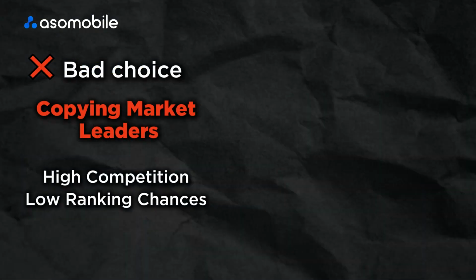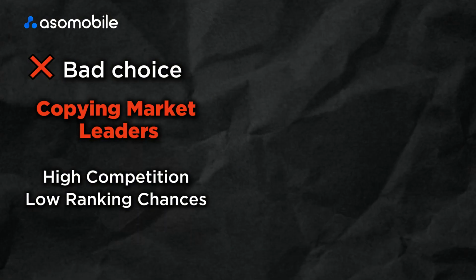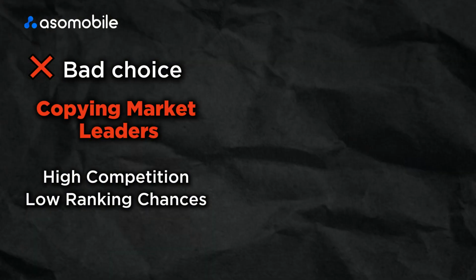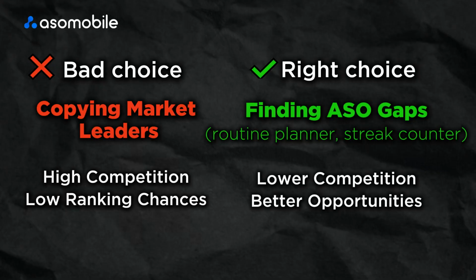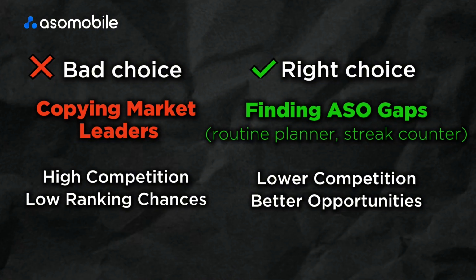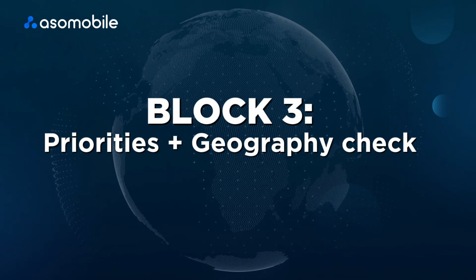So, bad choice: copying keywords from top apps like Calm, Headspace. Apps with millions of installs already own those. You'll never rank. Right choice: spy keywords on mid-tier competitors. Find Routine Planner, Streak Counter, Habit Tracker with reminders. Achievable position in weeks.